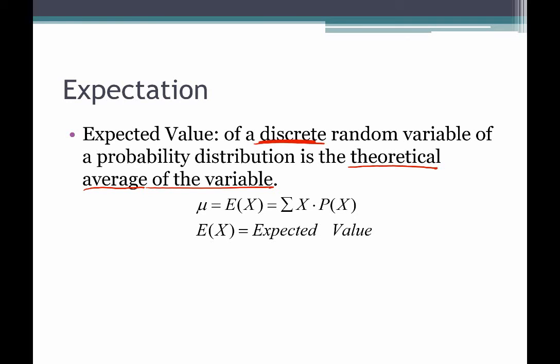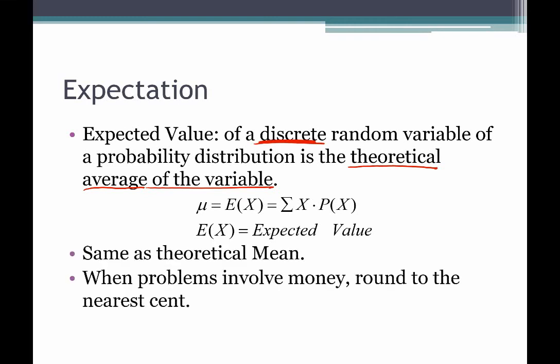So if we kept flipping coins, rolling dice, if we were playing a card game, whatever it is, in the long run, we would expect this to be our average, whatever we come out to be. So our expected value is what we would expect to have on average in theory. So the cool thing is it's the same as your theoretical mean.